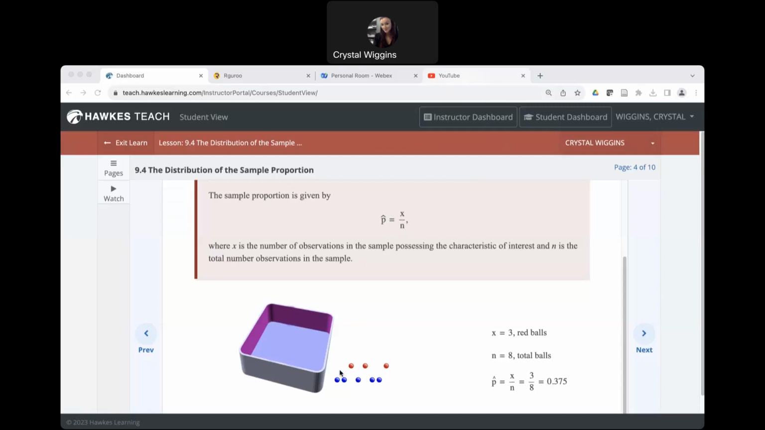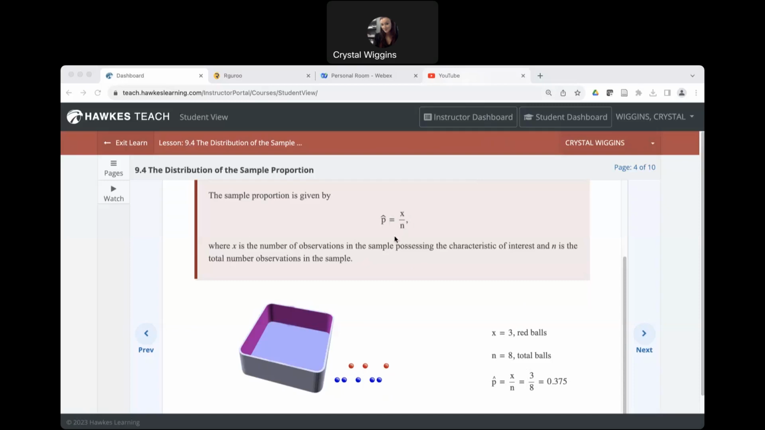So for example, if you take a look at the population down here, we have some balls, some blue ones and some red ones. If we let x represent the red balls, then the part would be 3. n represents the total number, the count of balls, which if you count these up, you'll see that there are 8 total balls. So if we wanted the proportion of red balls in the sample, we would put 3 over 8 and come up with a sample proportion of 0.375.